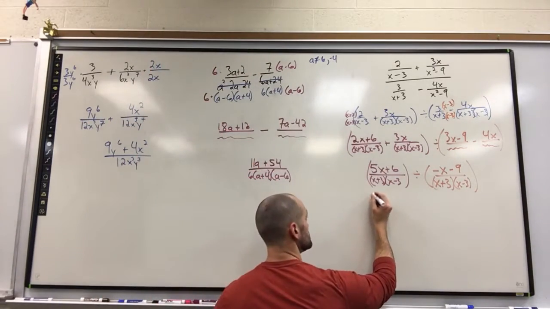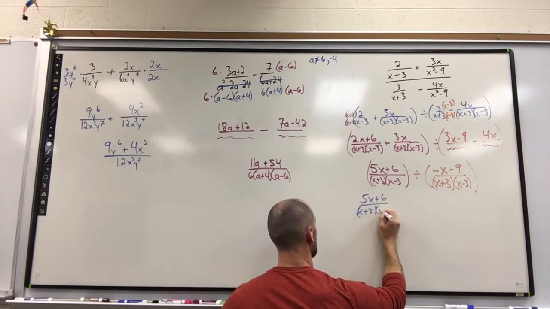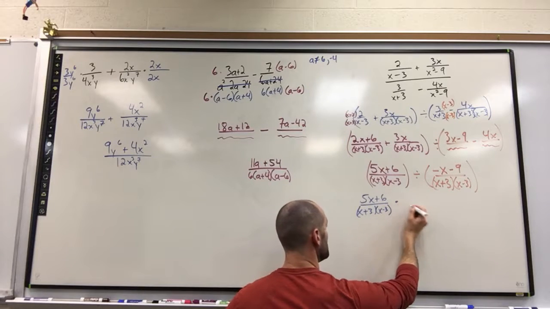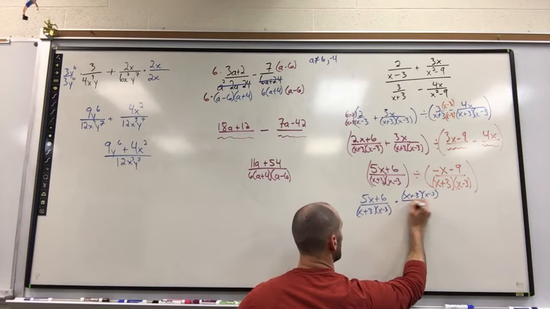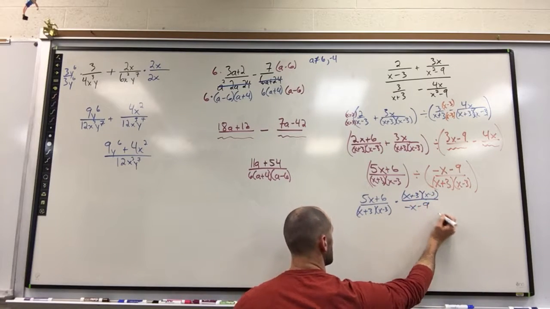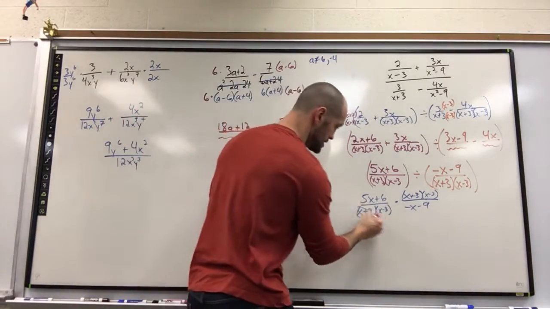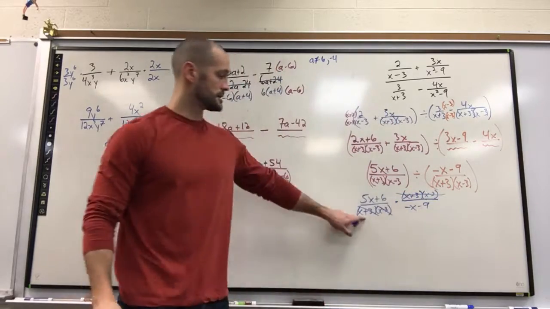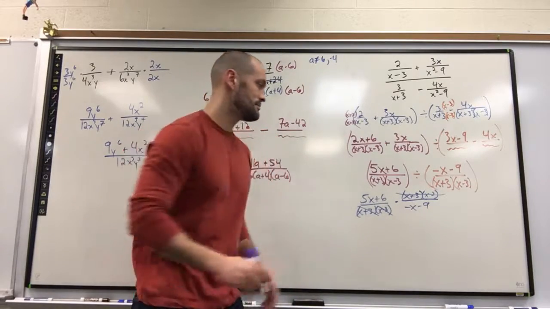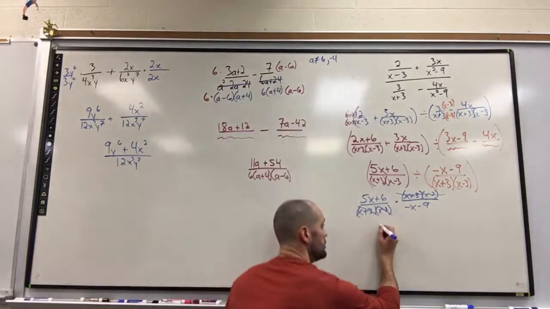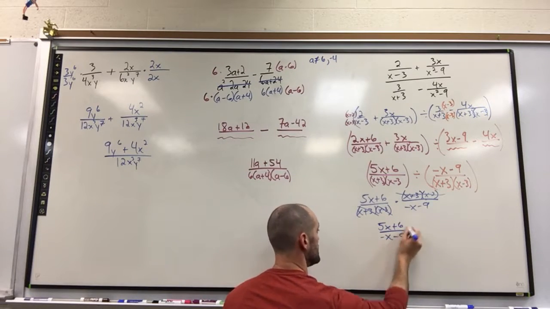The first one does not switch. We've got a 5x plus 6 over x plus 3, x minus 3, times the reciprocal, x plus 3, x minus 3, over negative x minus 9. Hello, Canceltown, USA. You see some nice stuff going here. Cancel the x plus 3 with the x plus 3, and the x minus 3 with the x minus 3. Tops, bottoms, what's left? Final answer. We get a 5x plus 6 over negative x minus 9.